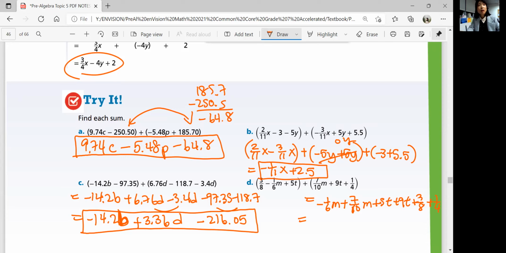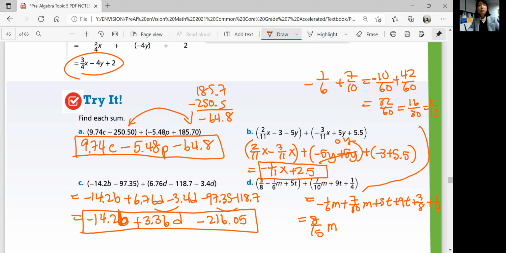Okay, and you can say, oh, negative 1/6 plus 7/10 could be 60, right? Negative 10 plus 7 times 6, 42. So that's going to be 32/60, which is 16/30, which is 8/15. So 8/15m plus 14t plus 5/8 is the answer, the final answer.